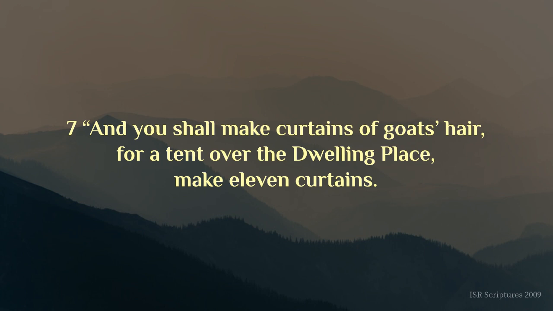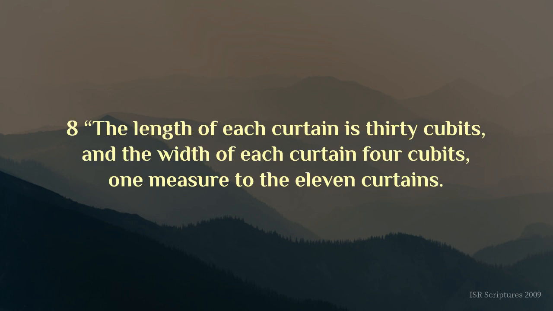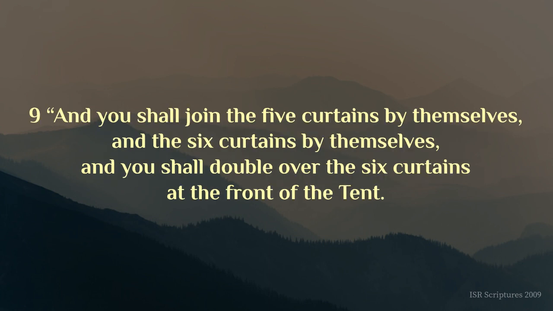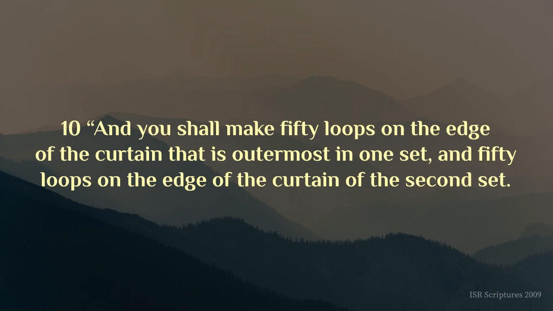For a tent over the dwelling place, make 11 curtains. The length of each curtain is 30 cubits, and the width of each curtain 4 cubits, one measure to the 11 curtains. And you shall join the 5 curtains by themselves, and the 6 curtains by themselves, and you shall double over the 6 curtains at the front of the tent. And you shall make 50 loops on the edge of the curtain that is outermost in one set, and 50 loops on the edge of the curtain of the second set.